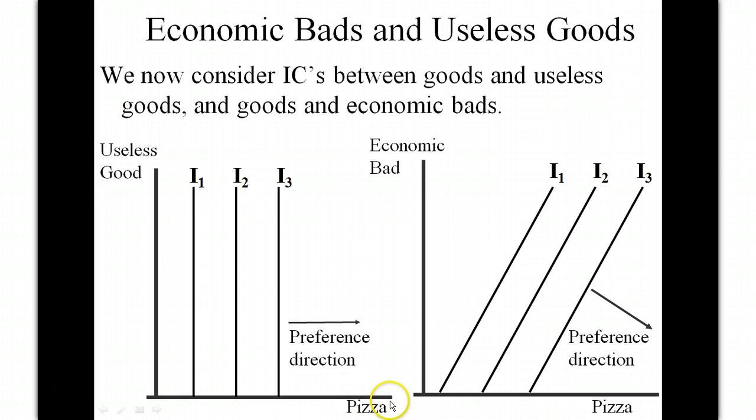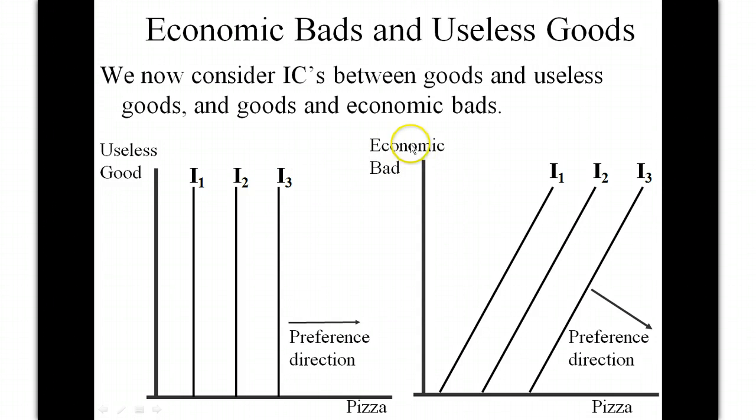Whereas with the economic good, so we'll take the one that's on the horizontal axis, pizza, having more of it means we move to a higher indifference curve. So I1 is a lower level of utility than I2, which is a lower level of utility than I3.